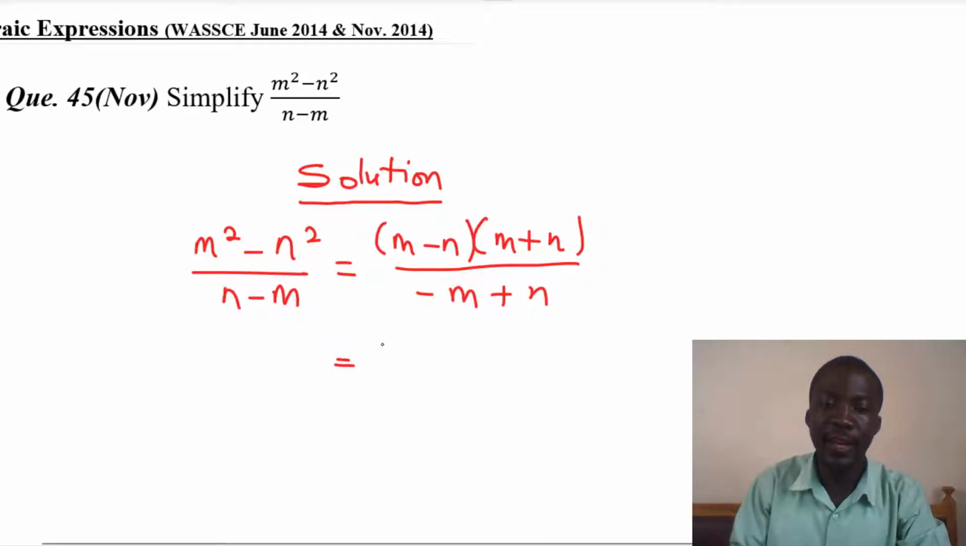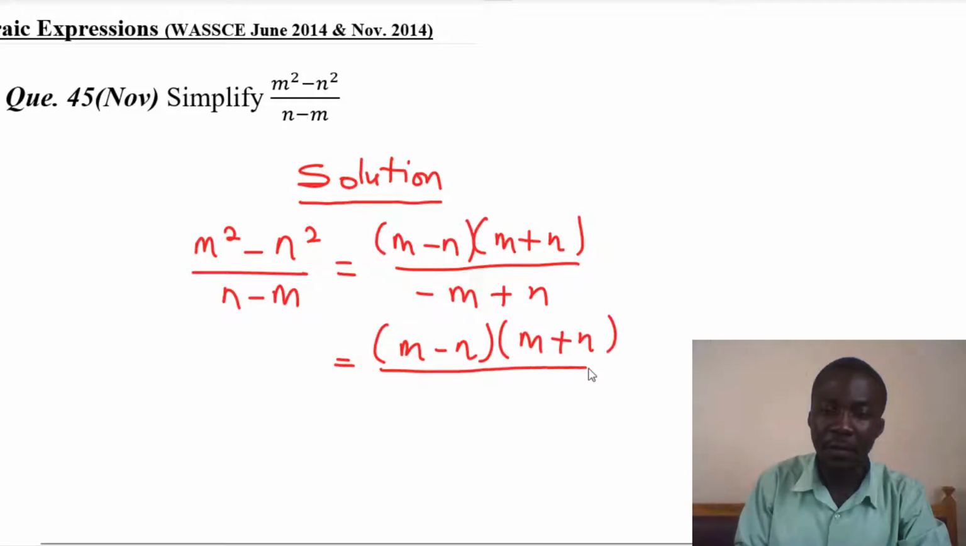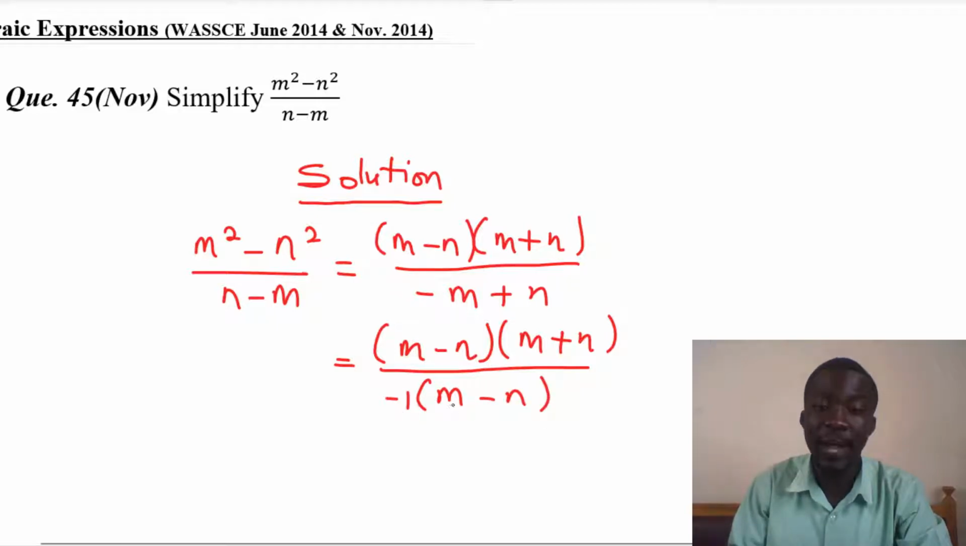Then in our next step, we are going to factor -1 outside the denominator. So when we factor -1, we are going to get m minus n, so that when we multiply -1 by the m, we will get our negative m, which is what we have here. And the -1 by negative n, we will get positive n, which is what we have here.